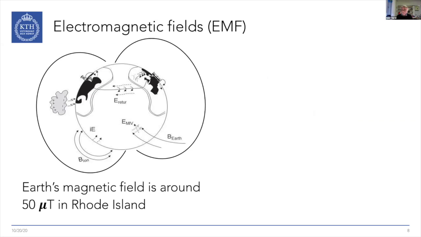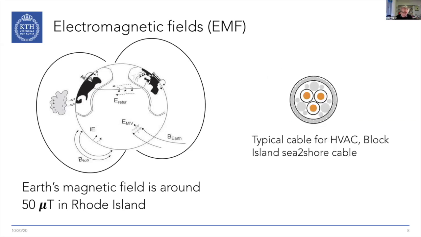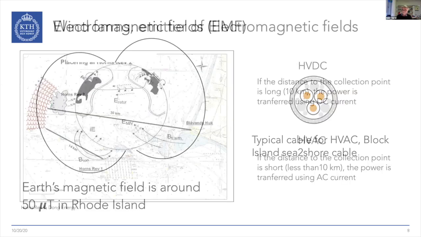If the wind park is located near the coast, then they are using three-phase cables. These are three conductors in the same cable, and you get the same kind of canceling effect here. These kinds of systems are called high voltage AC systems, and all the Block Island cables are of this type. And especially, I'm going to show you some results from the sea-to-shore cable here soon.